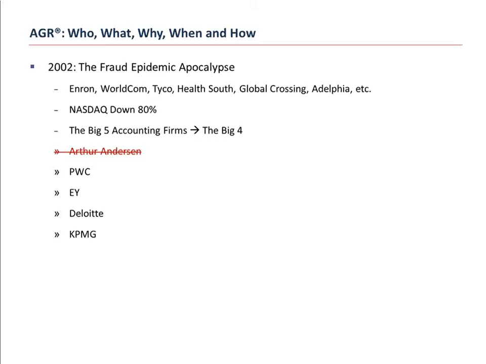We saw NASDAQ go from 5,200 down below 2,000, trillions of dollars lost in the stock market, millions of jobs lost, and one more thing. We had to change a colloquialism. The Big Five accounting firms went to the Big Four when Arthur Andersen was shut down due to its role in some of the big-name frauds, including Enron. In many ways, this fraud epidemic was in fact the catalyst and motivation behind the creation of the AGR model.